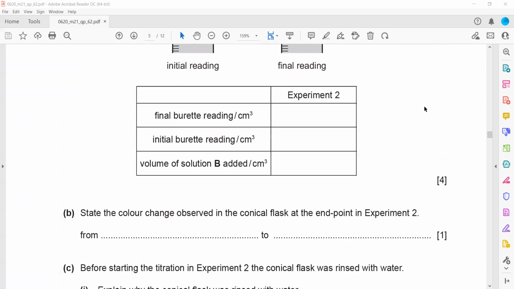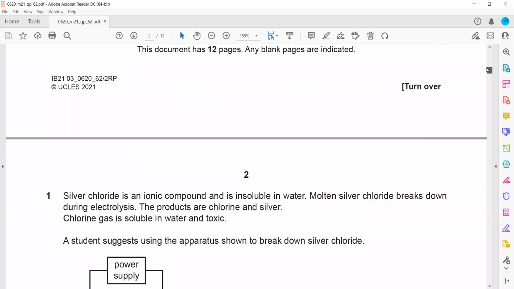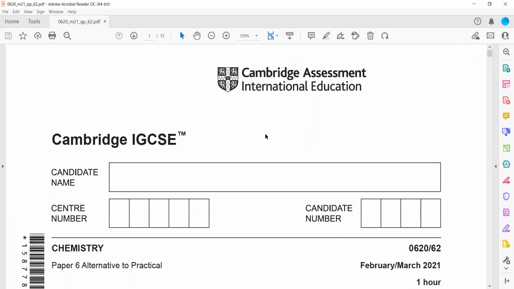So this was the Feb March 2021 paper 6 variant 2. Next session we'll discuss the remaining two questions from this.